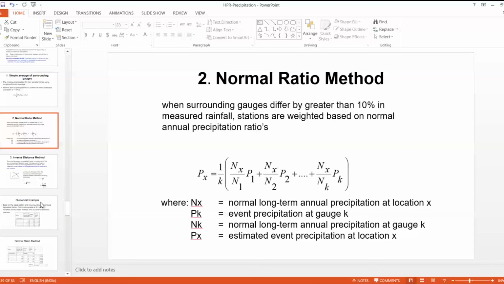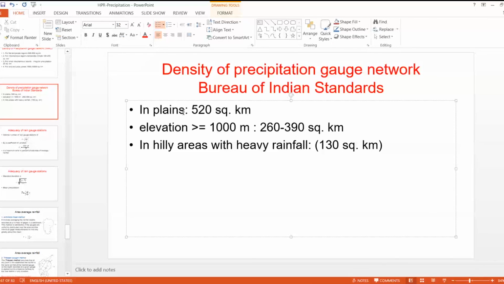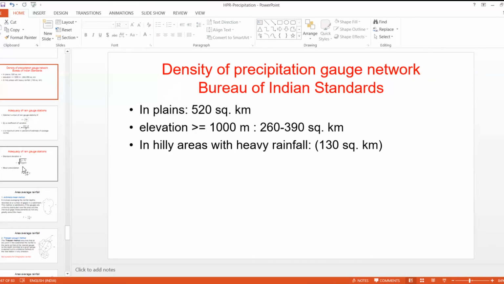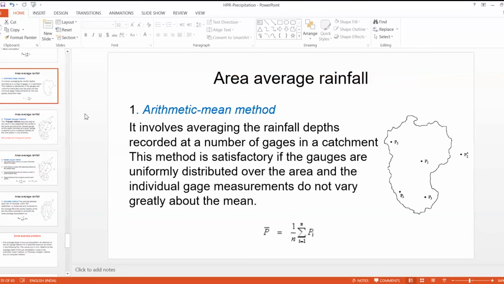Then we have discussed the density of precipitation gauges. According to the Bureau of Indian Standards, for plain areas we need a rain gauge station for every 500 square kilometers. For elevation more than 1000 meters, we need a rain gauge station for every 260 to 390 square kilometers. In hill areas with heavy rainfall, like the Western Ghats, we need a rainfall station for every 130 square kilometers. We have discussed how to calculate the adequacy of rain gauge stations, and how to calculate mean area rainfall.